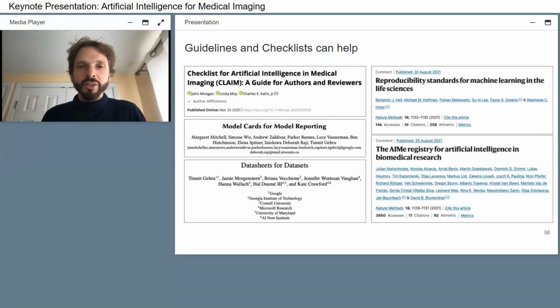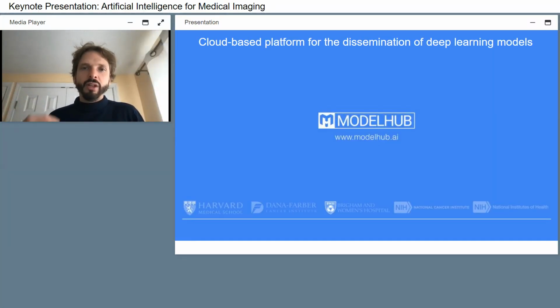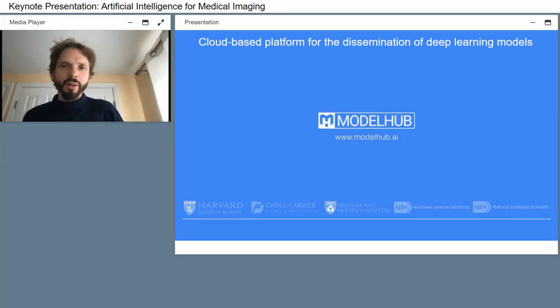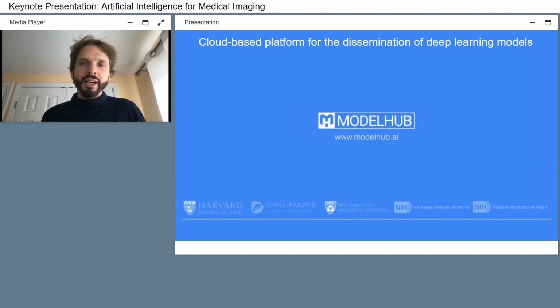But we said, we want to take this one step further, and this is a cloud-based platform that we're currently developing. It's called modelhub.ai, where we want to provide an easy platform for investigators to have end-to-end sharing of a reproducible AI pipeline with the community.